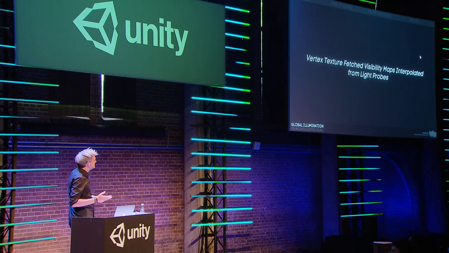And the solution that we've come up with is what I call vertex texture fetch visibility maps interpolated from light probes. It's a bit of a mouthful, so we could probably work on the title, but here's how it works. There's a five-step process that you have to do for each island. First, you need to place probes.